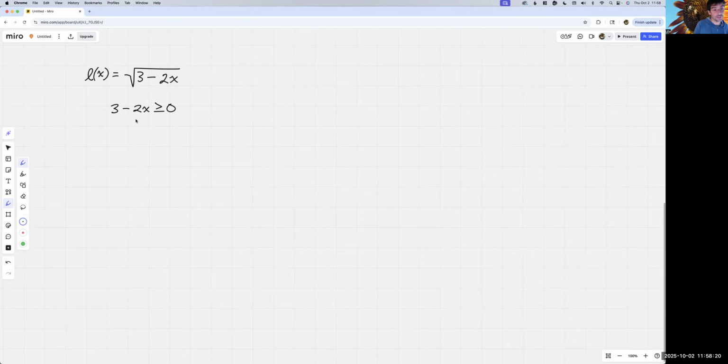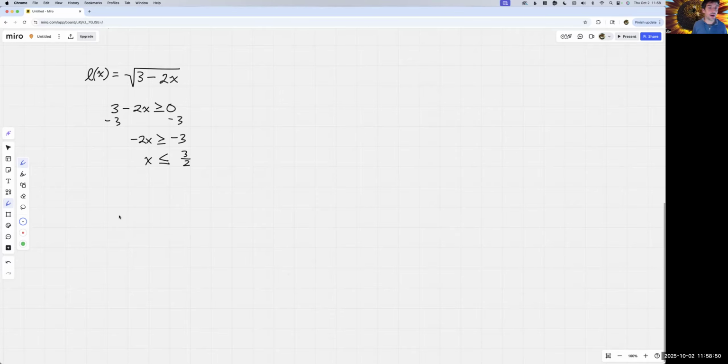And so we just need to solve this inequality. There's a couple of ways we can do it, but I'm just going to do it this way. Negative 2x is greater than or equal to negative 3. Divide by negative 2. And remember, when you multiply or divide by a negative number, you need to reverse the sign of the inequality. So we get x is less than or equal to 3/2.